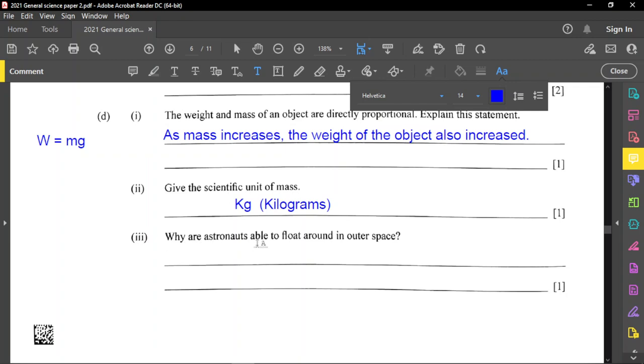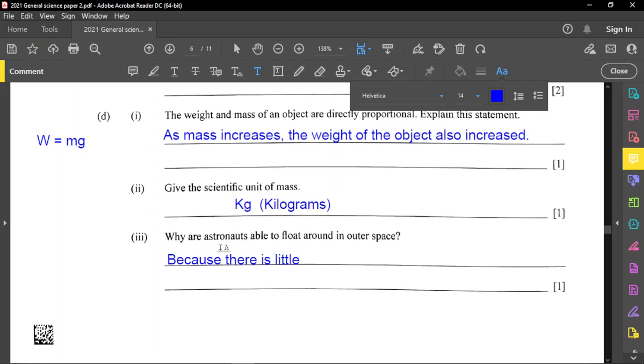But part three, now we said, why are astronauts able to float around in outer space? So astronauts can float around simply because in space there is little gravitational force. Because everywhere has some form of gravity, just that the gravity is so small that it is not pushing the person down towards the object or to the planet. And so everywhere you find gravity, okay?